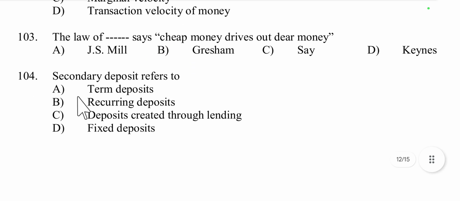Then question number 104. Secondary deposit refers to term deposit, recurring deposit, deposit created through lending, or fixed deposit. Secondary deposits are credit-created deposits: when banks lend money, it is redeposited into other accounts, thus creating more money in the system. So option D is the right answer.